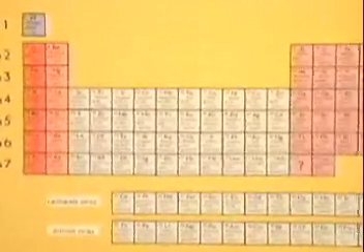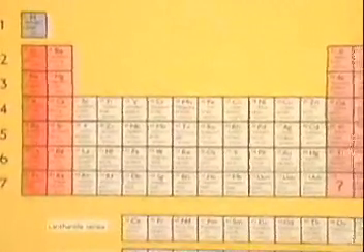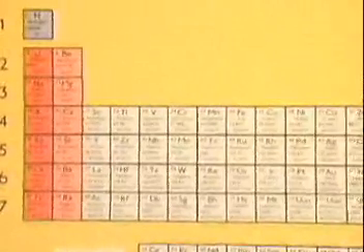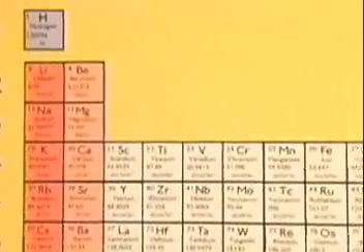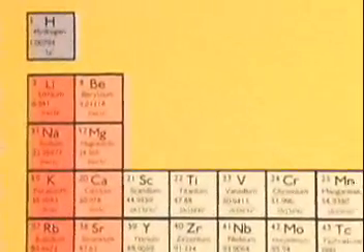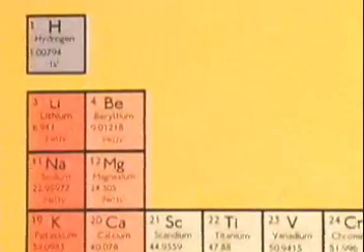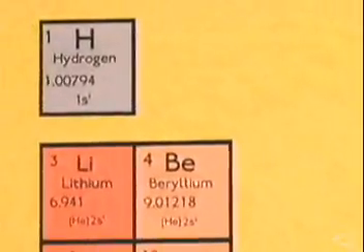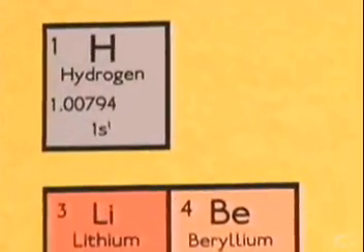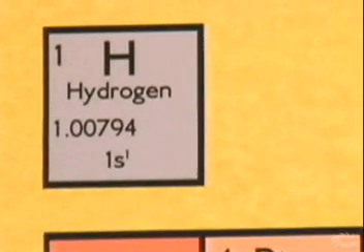There is one element that is unique. It is hydrogen, atomic number 1, the most prevalent element in the universe. Hydrogen is listed in Group 1, but it is separated a little from the others. It has many of the characteristics of the other elements in Group 1, the alkali metals, but it is a gas and definitely not a metal.